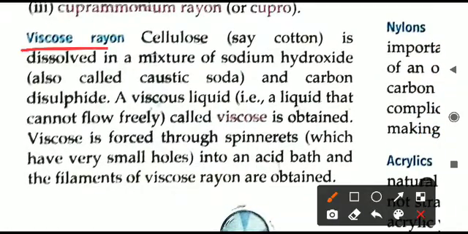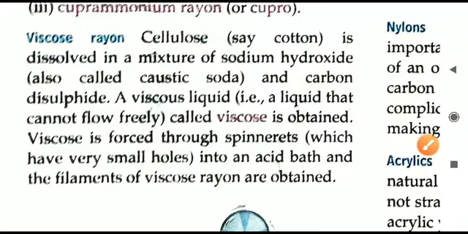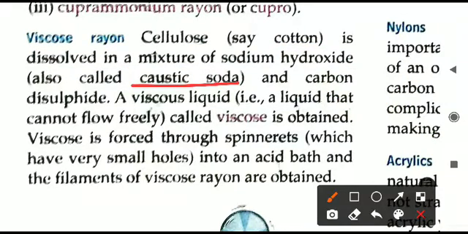First is viscose rayon. The cellulose or cotton fiber is actually dissolved in a mixture of sodium hydroxide. Sodium hydroxide is what? NaOH. It is a chemical. It is also called caustic soda. So we will take cellulose or cotton cloth and dissolve it in the mixture of sodium hydroxide or caustic soda.